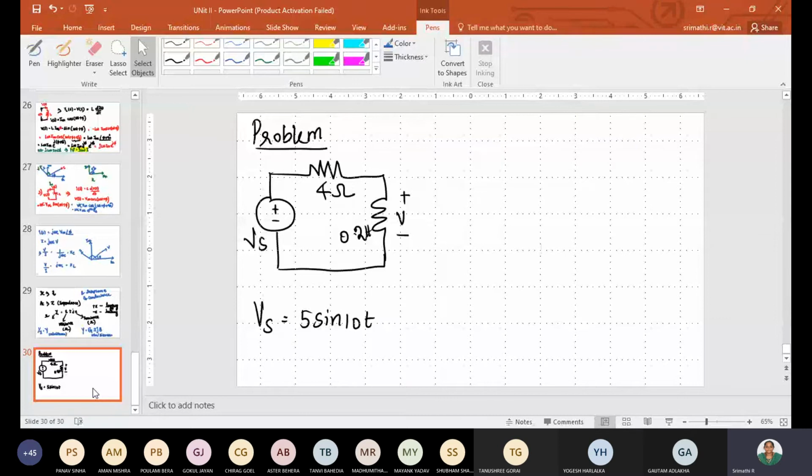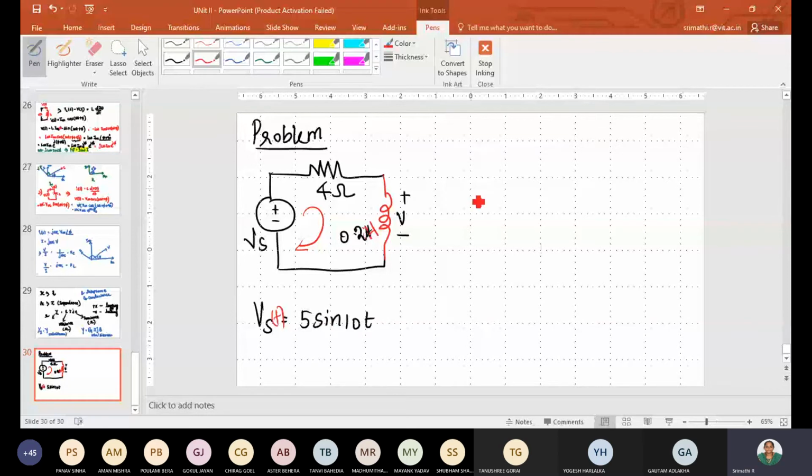Determine the voltage across the inductor, which is 0.2 Henry. Now forget about this. You have a circuit element. This is a series circuit, so the same current will flow. Given Vs of t is 5 sin omega t.